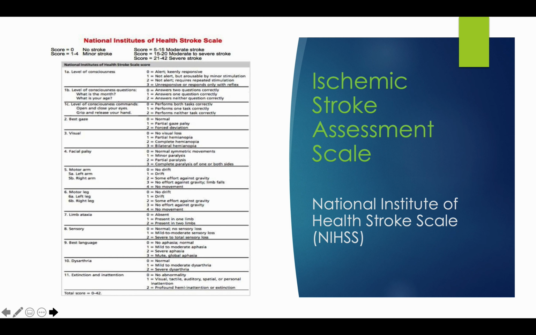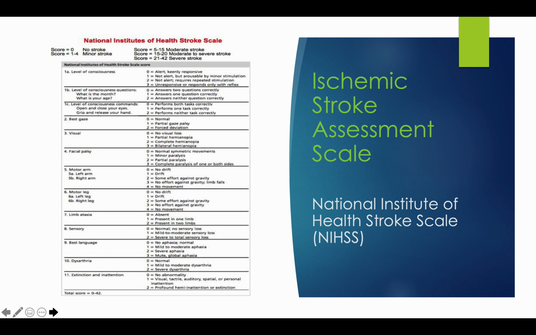Initially, you begin with the level of consciousness. If a patient is alert and keenly responsive, they would receive a 0. If they are not alert but arousable by minor stimulation, they would receive a 1. If the patient is not alert and requires repeated stimuli, either tactile or verbal, they would receive a 2. If the patient is unresponsive or responds only with reflexes, like your cough, your gag, or corneal reflexes, they would receive a 3.